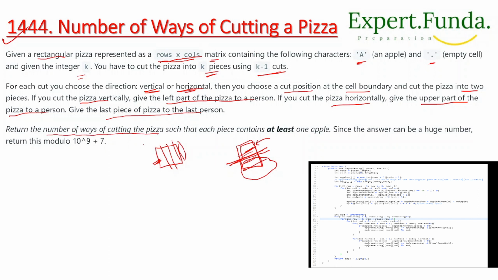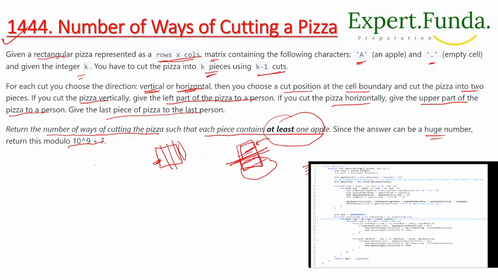Now you have to return the number of ways of cutting the pizza such that each piece contains at least one apple. You cannot cut the pizza into small slices like that; each slice should have at least one apple. Those number of ways you can cut the pizza, you have to return. Since the answer can be a huge number, take the modulo of 10 to the power 9 plus 7.